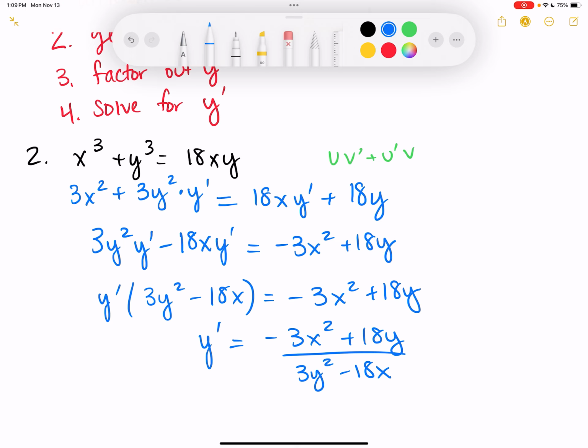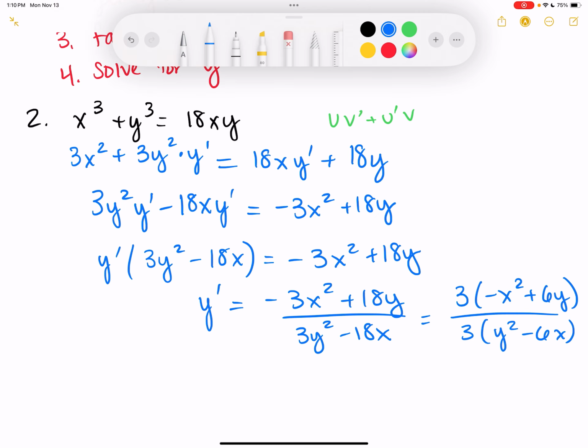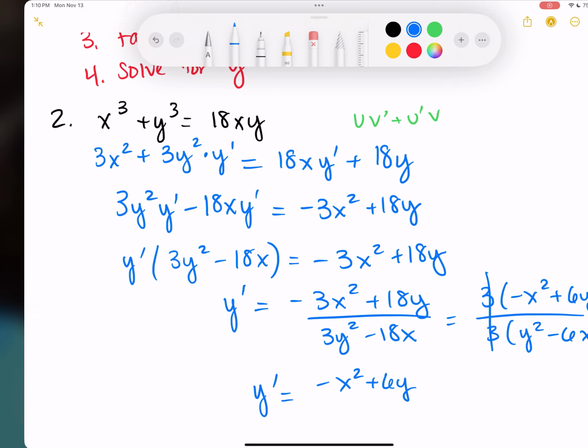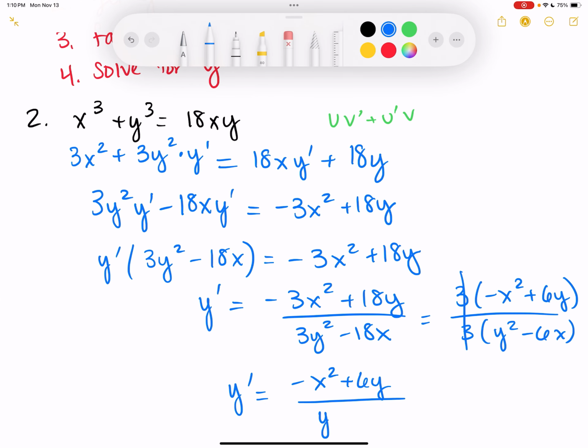I can take a 3 out of the top and a 3 out of the bottom, okay, because this would be 3 times negative x squared plus 6y, and on the bottom I would have 3 times y squared minus 6x. And so then 3's cancel, so ultimately we reduce down to negative x squared plus 6y divided by y squared minus 6x.